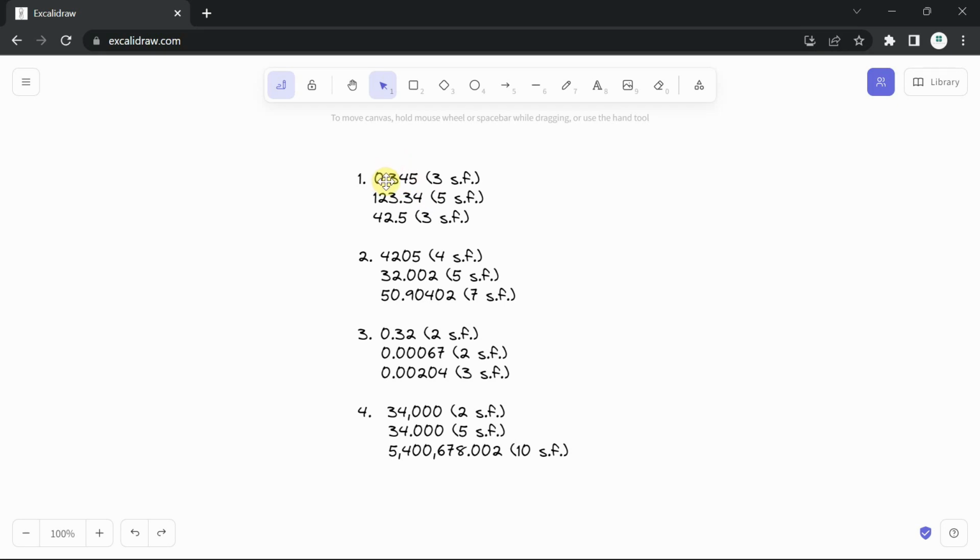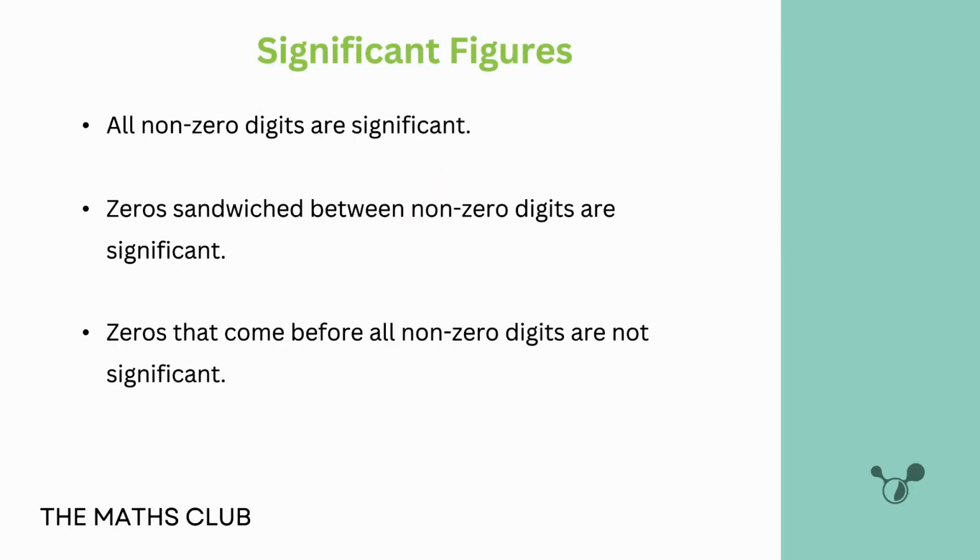So when we count significant figures in this one, this is 1, this is 2, this is 3, right? So you can see 3. This is 5, right? This is 3. So all non-zero digits are significant. That is the first truth. The second truth is zeros that are sandwiched, that means in between non-zero digits, are significant. So if I have 101, that 0 in between the 1 and the other 1 is a significant digit.